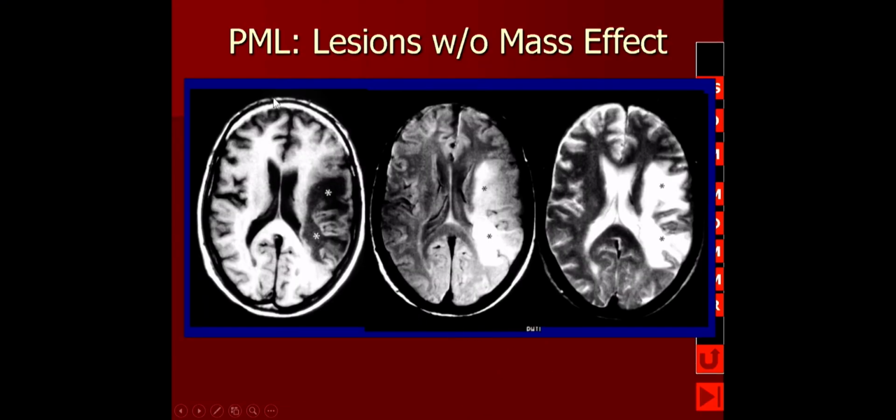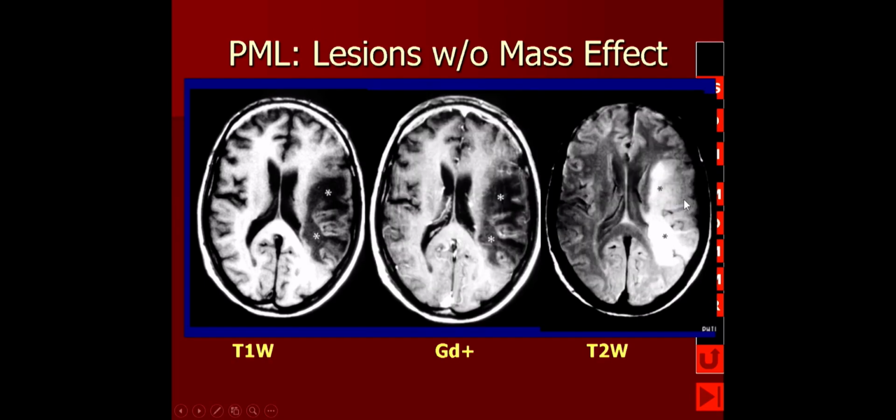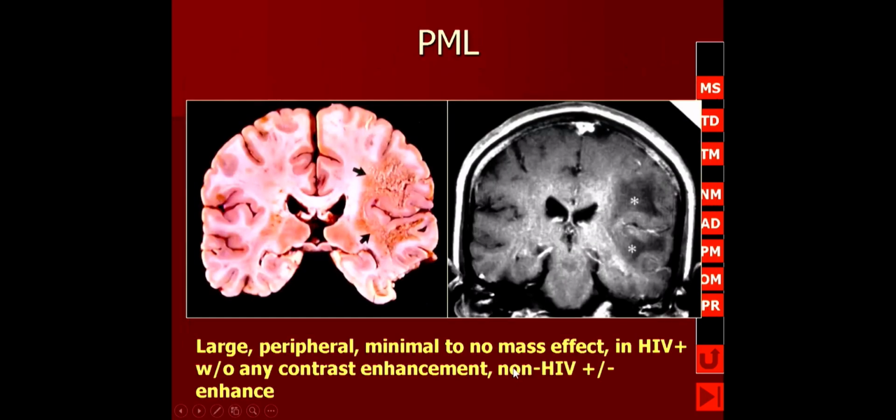But the classic appearance is a very large geographic lesion that comes right up to the gray matter and stops, has no enhancement, and there's virtually no mass effect here. If you look at this beautiful coronal image, you have all of this abnormally discolored white matter that is caving away from the edge of the cut slice. It comes right up to the gray matter, and then it stops.